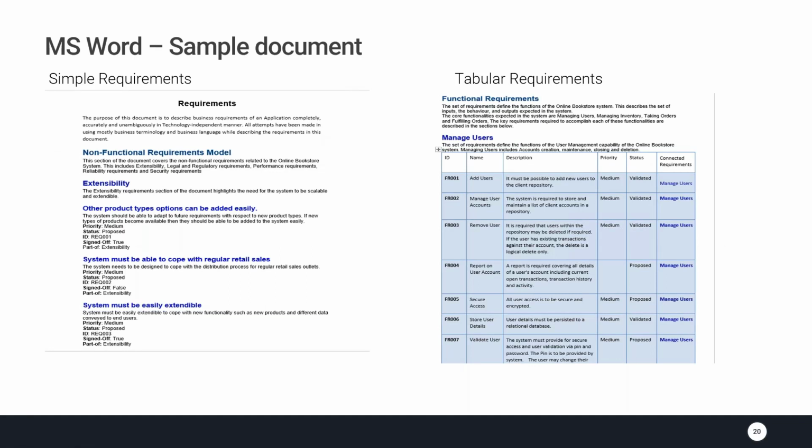Let's say this is a sample requirement document where we can have three different packages. Let's say the requirements and non-functional requirement models are packages yet to be marked as packages, and the rest of the items, let's say extensibility and other product types, are expected to be marked as requirements. So this is an inline text format.